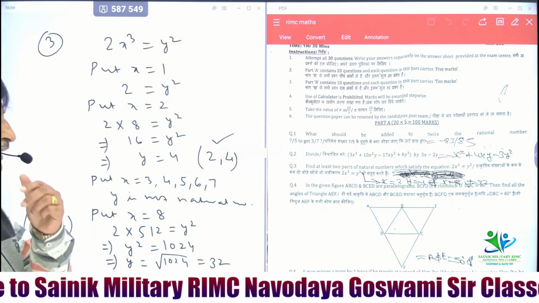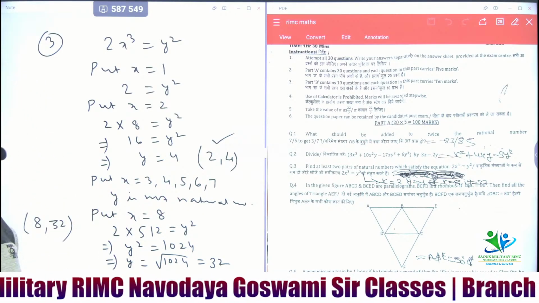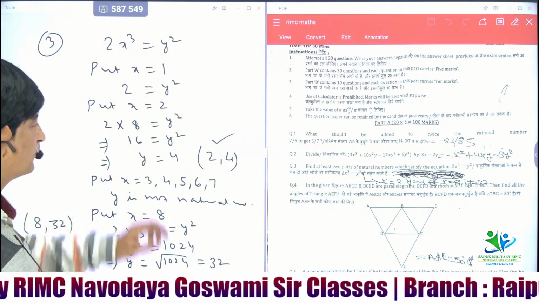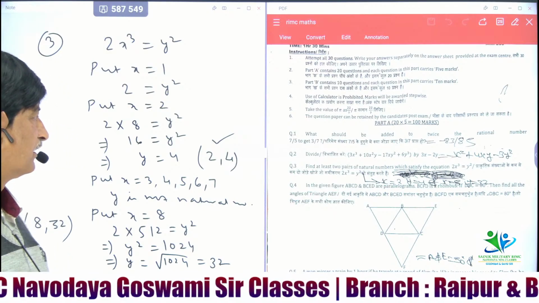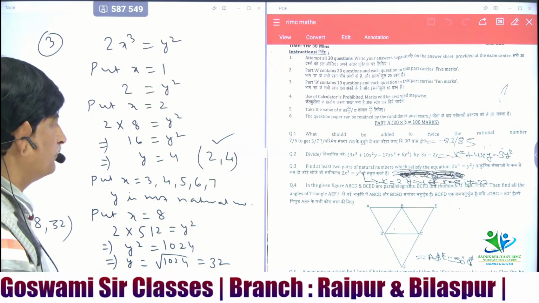So you have to find at least 2 natural numbers. तो हमने 2 natural number को find कर लिया जो इस condition को satisfy कर रहा है. Now come to question number 4.